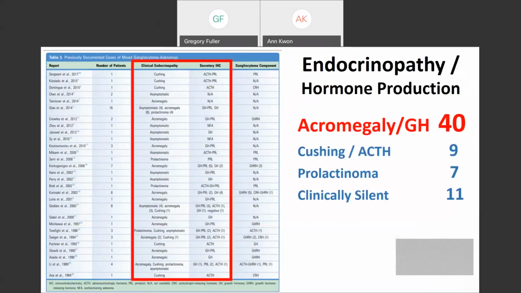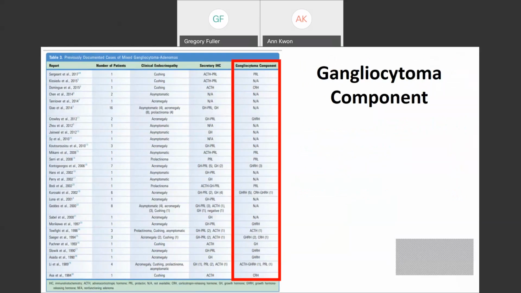Now let's break it down, looking at the endocrine hormone production. These are approximate numbers. I did not pull and check every single one of these papers, okay? But if you just go through the table superficially, acromegaly, growth hormone production, 40 cases. Cushing's and ACTH, absolutely it happens, 9 cases. Pure prolactinoma without growth hormone, without acromegaly, 7 cases. And clinically silent cases, 11. Definitely the somatotroph adenoma dominates this, over 50% of those which are active.